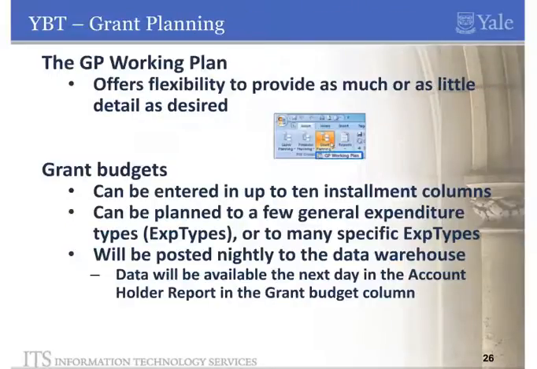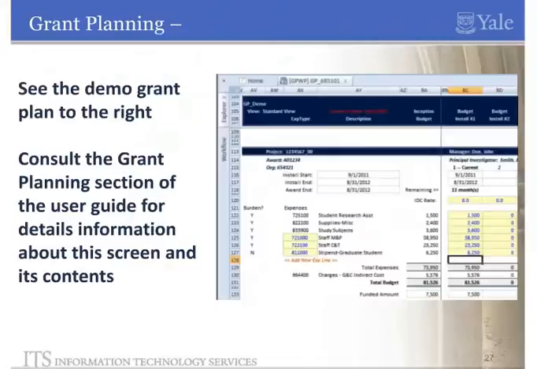In this section of the video, we'll describe the grant planning module in YBT. Grant budgets are entered in up to 10 installment columns in the grant plan. They can be planned to a few general expenditure type codes or to many expenditure types. Grant budgets will be posted nightly to the data warehouse. Data will be available the next day in the account holder report in the grant budget column.